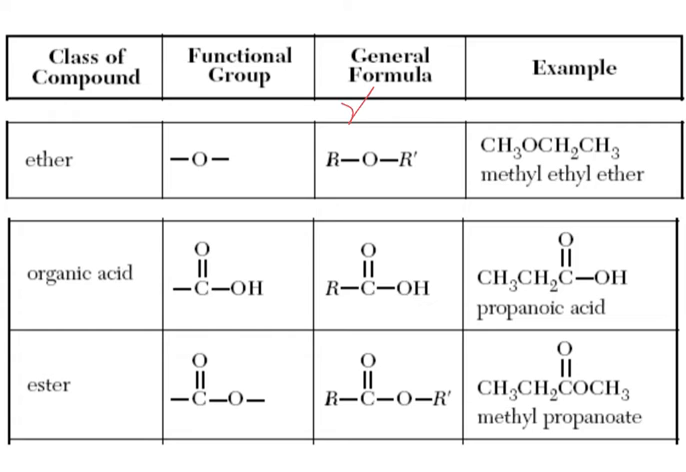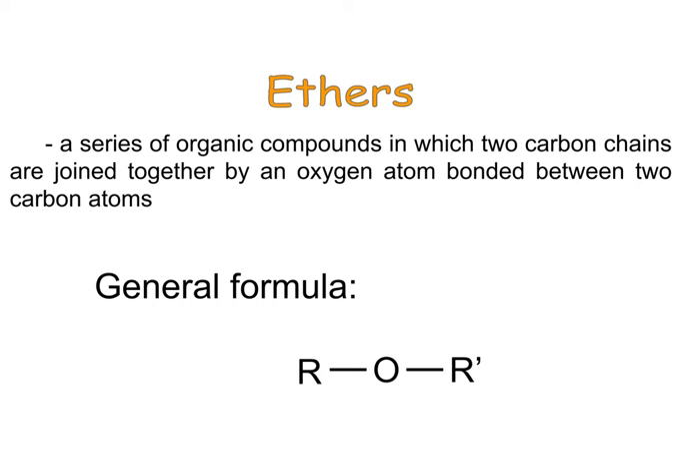First of all, I would like to remind you, in Table R, you do have the functional group of every organic compound that we've studied. Refer to it whenever you need it. But now, let's talk about ethers. Ethers are organic compounds in which two carbon chains are joined together by an oxygen atom bonded between two carbon atoms. Here is the general formula. So, on the left and on the right from the oxygen, you would see some alkyl groups attached.